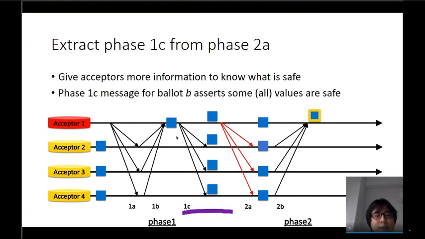For example, in this case, after acceptor 1 receives enough phase 1B messages and tries to determine which value to propose, it first sends a phase 1C to everyone saying, hey, this blue value is safe. And next it sends a phase 2A to everybody saying, hey, please vote for this blue value. So now let's assume there's no lie in phase 1C, only lies in phase 2A. Let's first solve the lies in phase 2A.